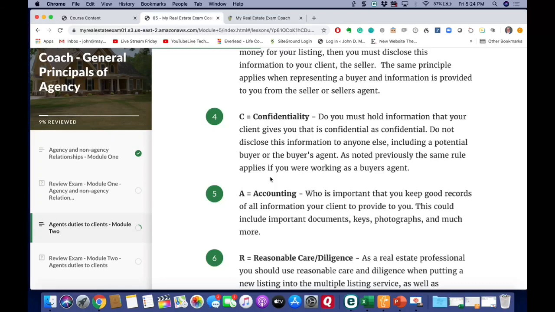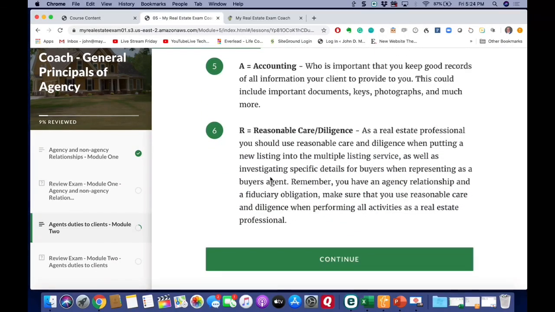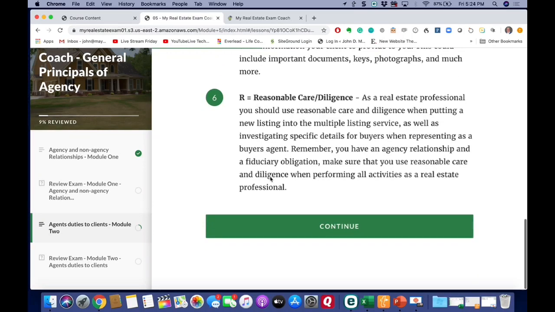A stands for accounting. You have to account for all monies, keys, papers, photos. And then the R stands for reasonable care and diligence. As a real estate professional, you should use reasonable care and diligence when putting a new listing into the MLS, checking specific information, updating photographs in the change of season. Again, OLD CAR. Those are your fiduciary obligations: obedience, loyalty, disclosure, care, accounting, and reasonable care and diligence.